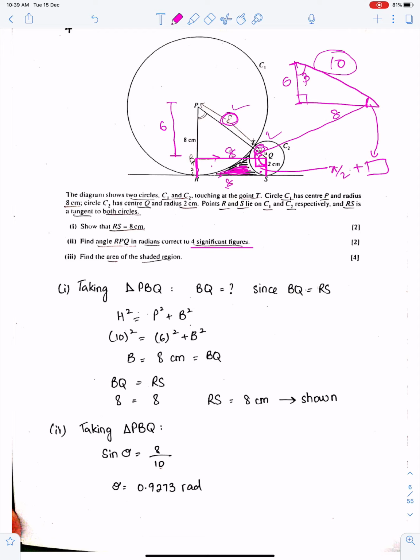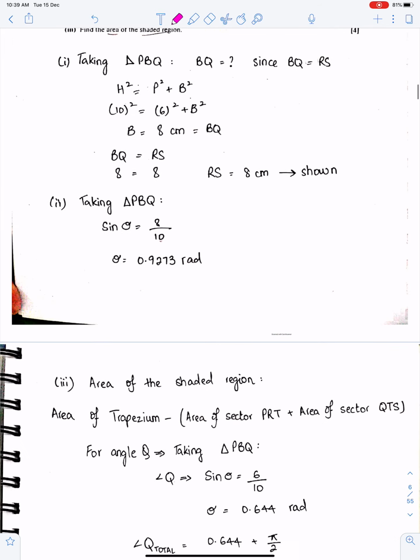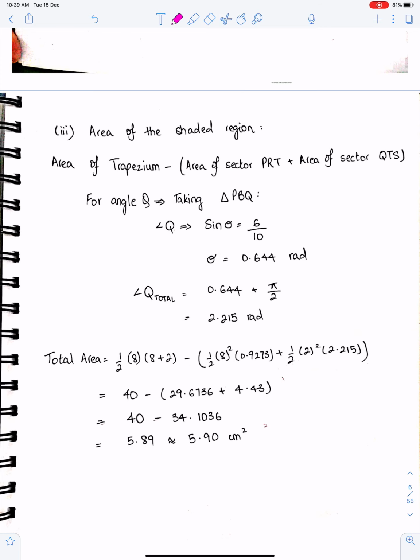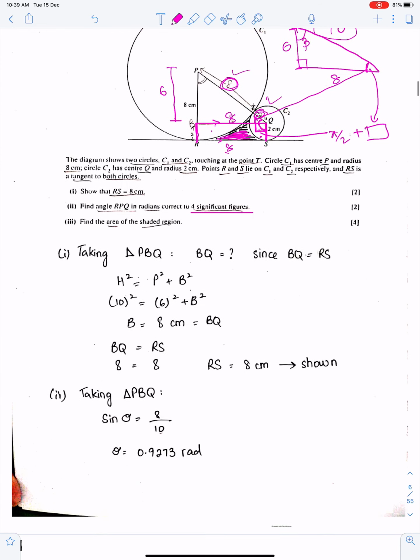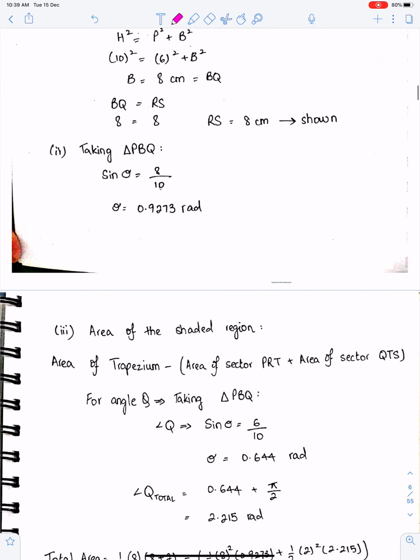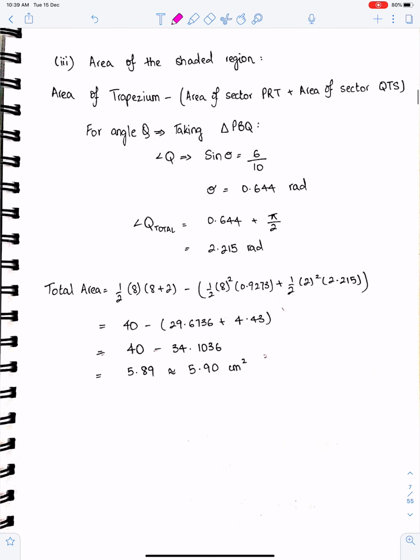So first get this angle. This angle is 0.644. After getting this angle, we can easily get the area of this sector. So this is the way: trapezium minus 2 sectors.